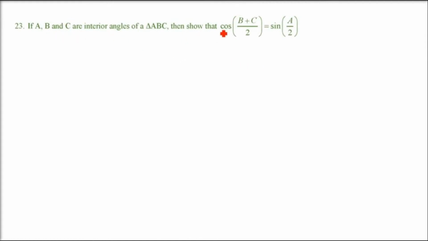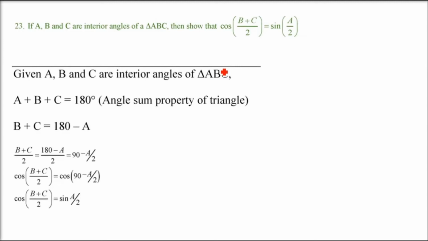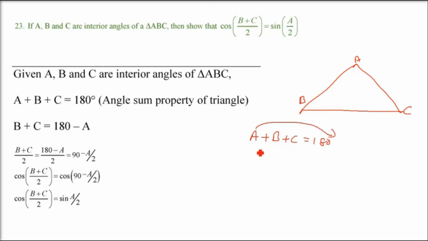ABC are interior angles of triangle ABC. Show that cos (B plus C)/2 equals sin A/2. Here we will use the angle sum property. We'll take a triangle, this is A, this is B, and this is C. The sum of interior angles of a triangle is 180 degrees, so A plus B plus C equals 180. Now B plus C, you can put it here and take A on the right hand side. It will be 180 minus A. Now divide both sides by 2, because in the question it's given (B plus C)/2 and A/2. So (B plus C)/2 is 90 minus A/2.